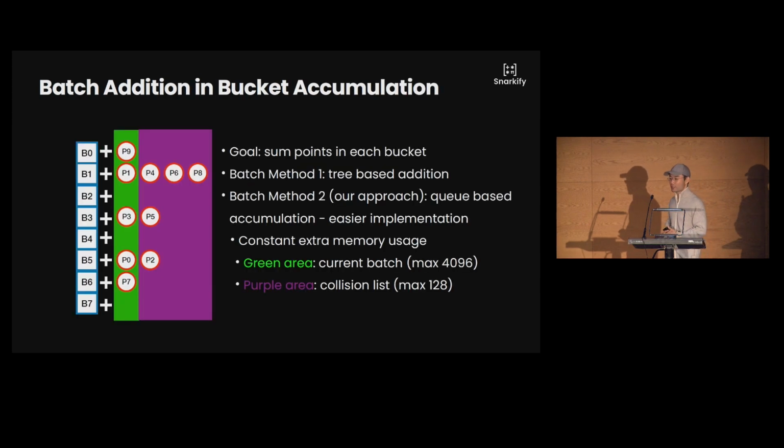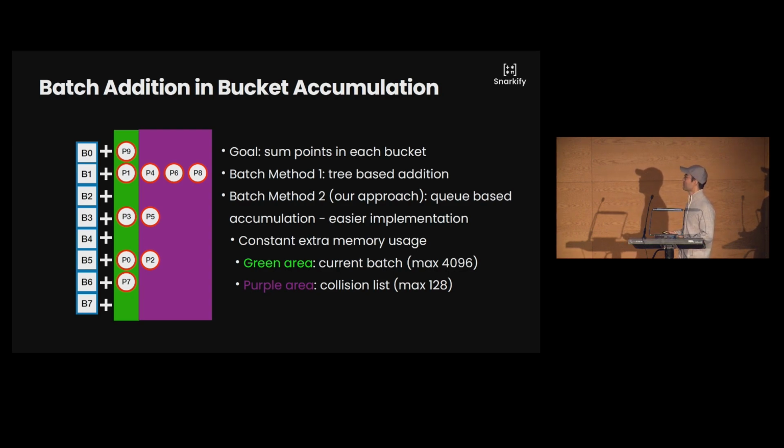Then how do we apply batch addition in bucket accumulation? As I mentioned earlier, you first distribute those points into different buckets, as we show in this figure. Then we figure out how to add the points in the same bucket together. The method used in some other implementations is a tree-based addition. Basically, you build a binary tree of all the points and then use log n layers of addition to get the final result.